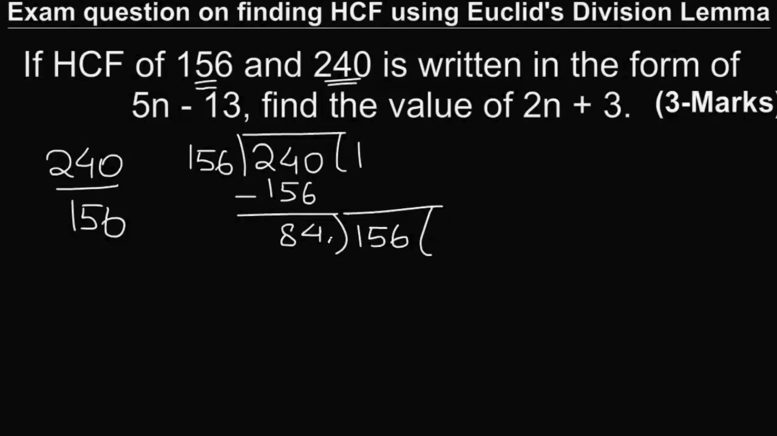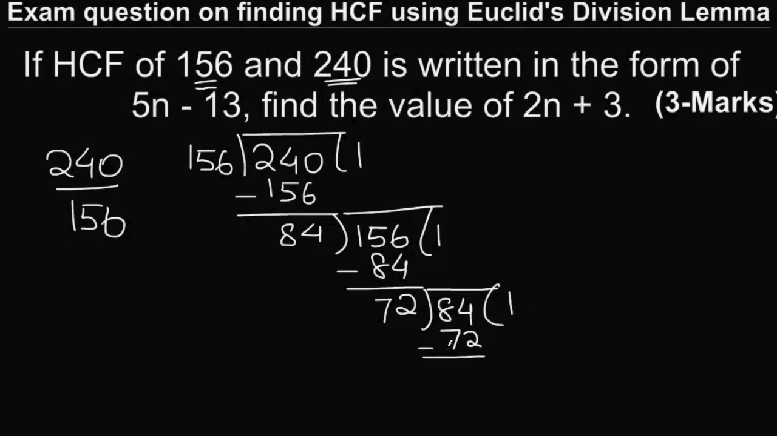If we do 2, it will be 168, which becomes more than this. So 1, and here we have 84. When we do this subtraction, we will get 72. This is a new divisor. Our dividend now is 84. When we do this division, again this will be 1. Here we have 72, and the remainder is 12.